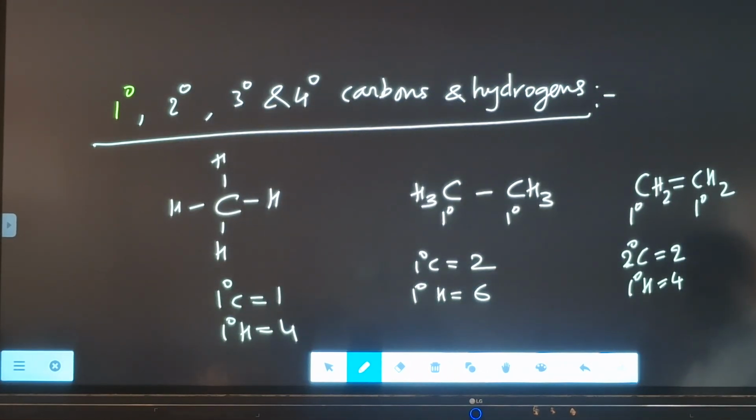If we take CH triple bond CH, it is directly attached with one carbon, so it is primary. It is also directly attached with one carbon, so it is also primary. So primary carbons here 2 and primary hydrogens here 2. Write down.